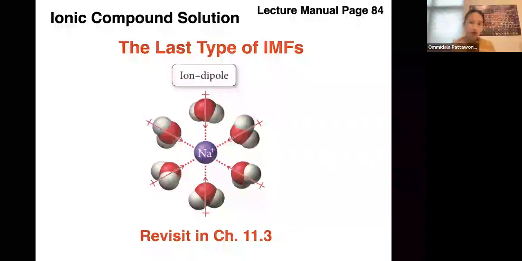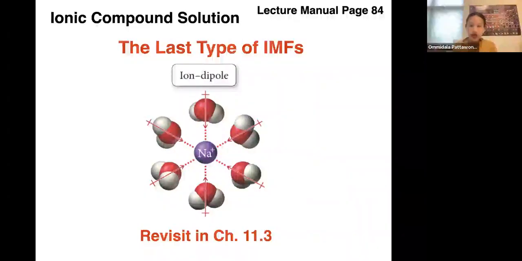The last special type of IMF involved with solutions is the one that forms especially with ionic compounds. Whenever you have an ionic compound and dissolve it in water, you are going to form a different type of IMF from what you learned in the previous chapter. This new type is what we refer to as ion-dipole. The word ion comes from the ionic compound; it's the ion of the ionic compound.